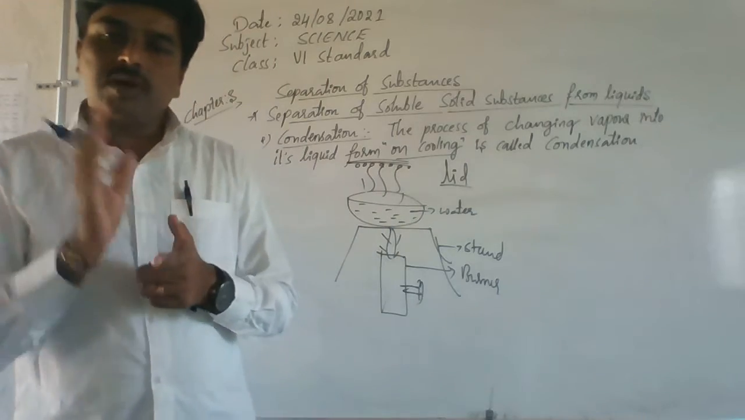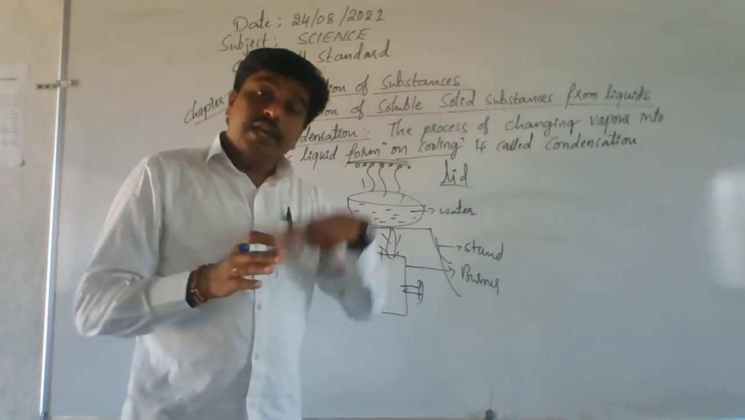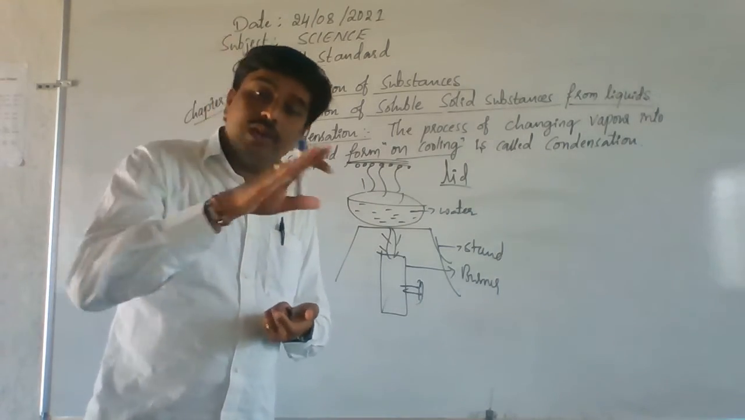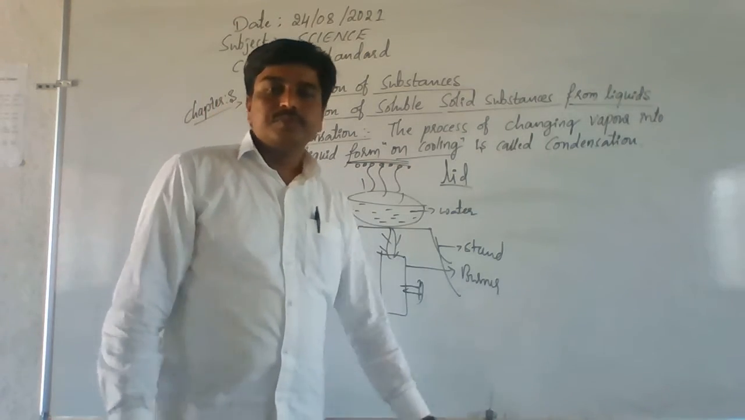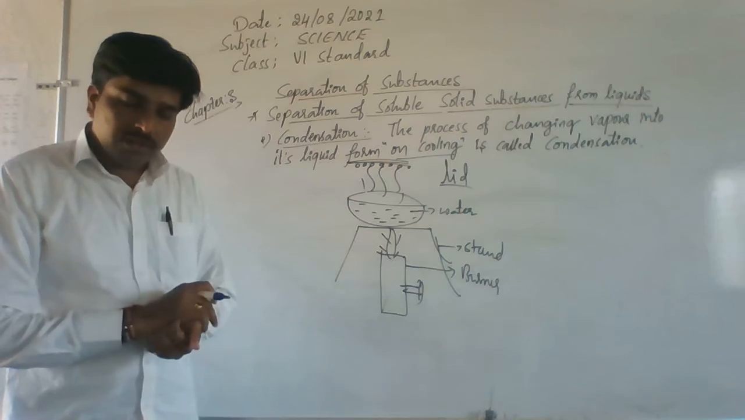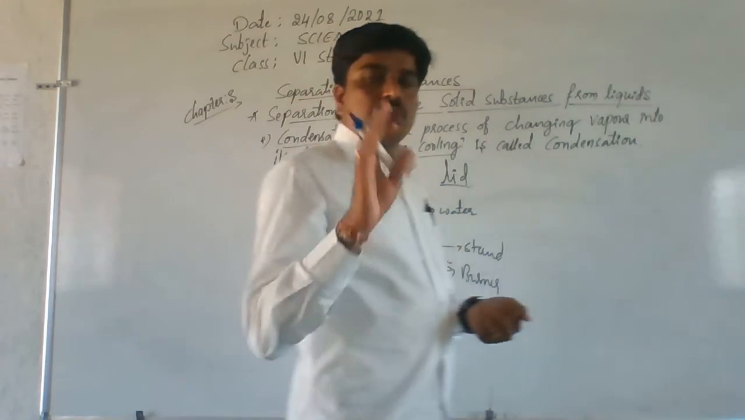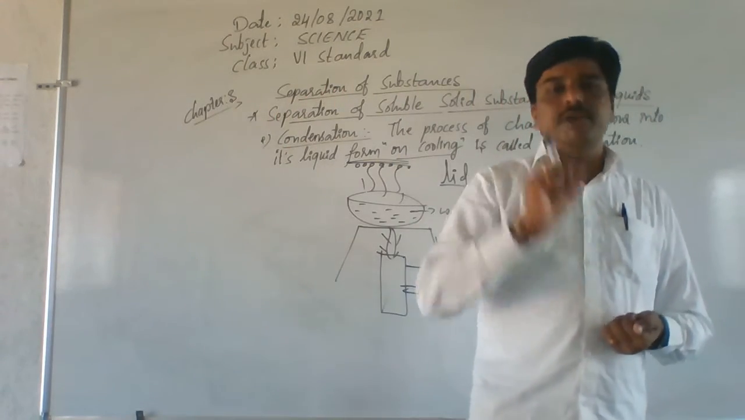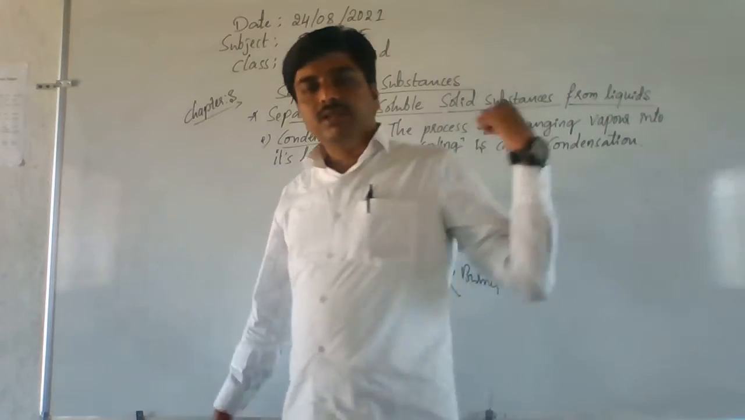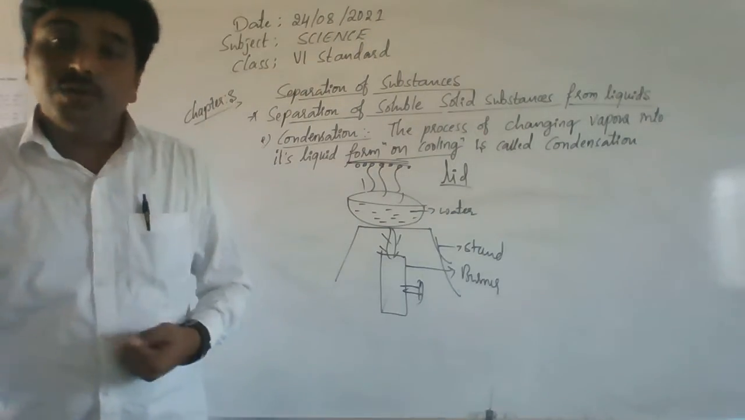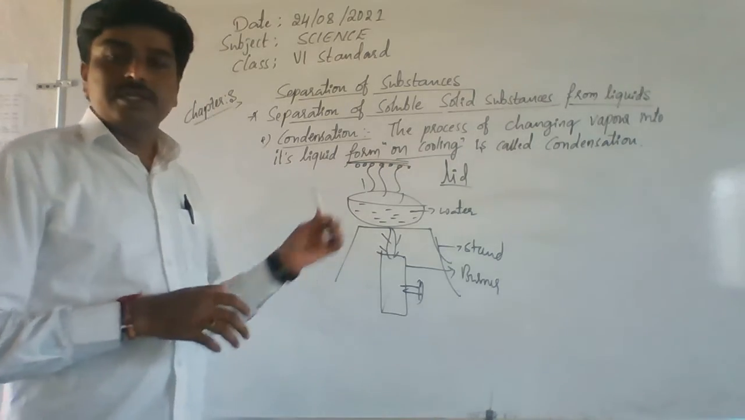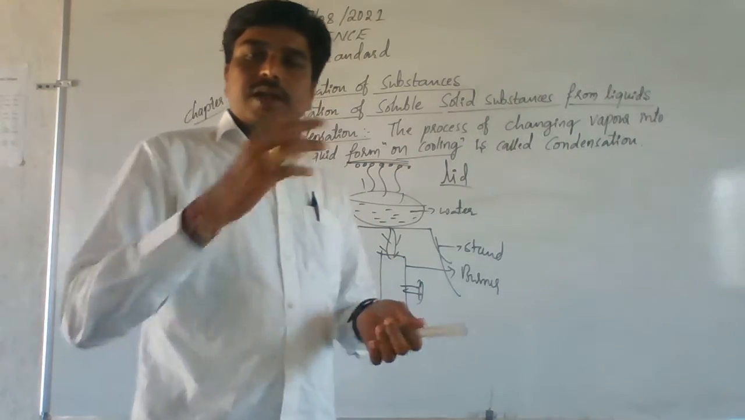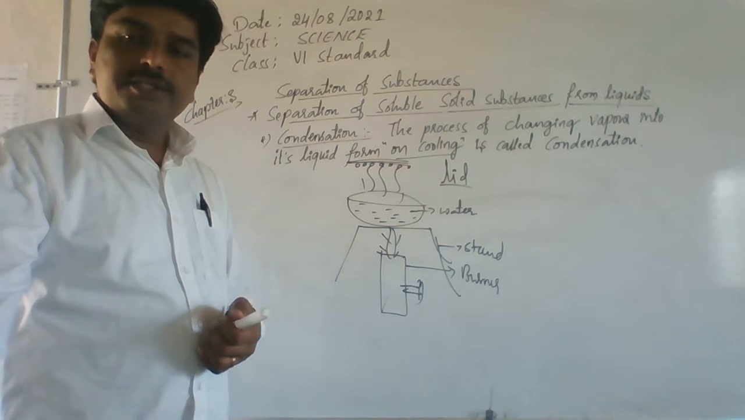This process of converting vapor or gas into its liquid form by cooling, we call the condensation process. When is it used, sir? If you want to get a liquid material from a mixture, in that situation this condensation method can be used. Understand? Okay, dear students, I hope you understand this separation method. And the next method is the distillation method.